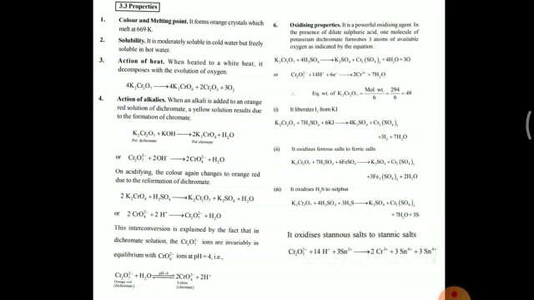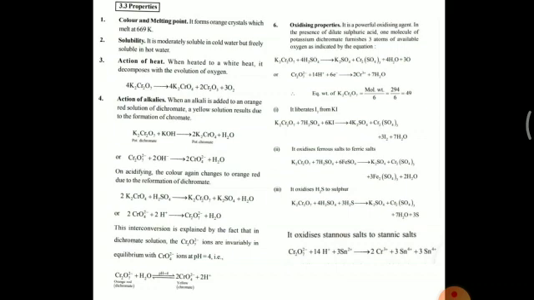Next oxidizing property is it oxidizes hydrogen sulfide to sulfur, yellow precipitate of sulfur. So equation: K2Cr2O7 plus 4H2SO4 plus 3H2S gives rise to K2SO4 plus Cr2(SO4)3 plus 7H2O plus 3S. So yellow precipitate of sulfur is formed here.